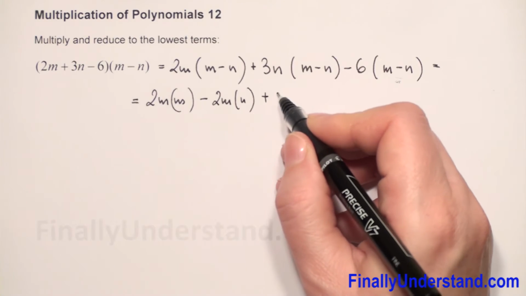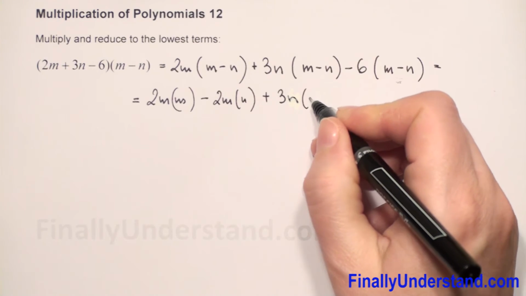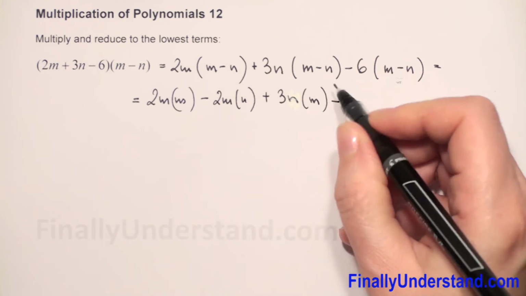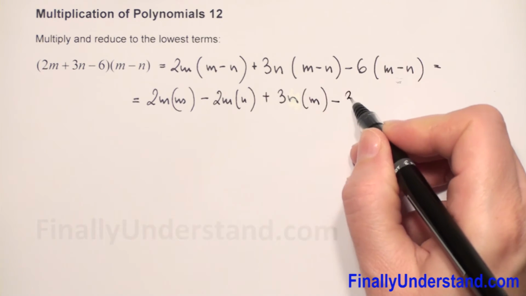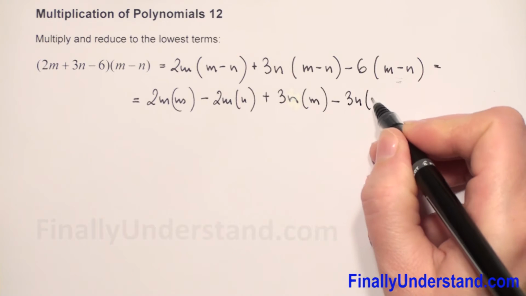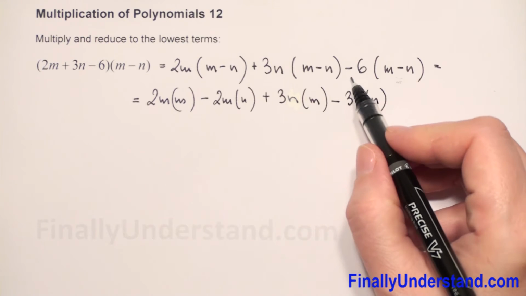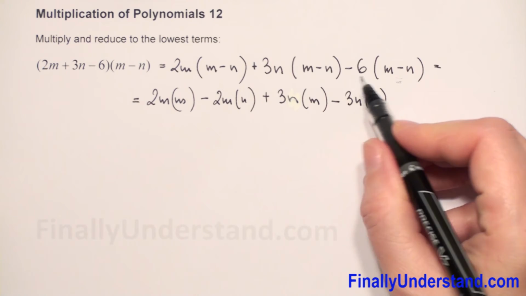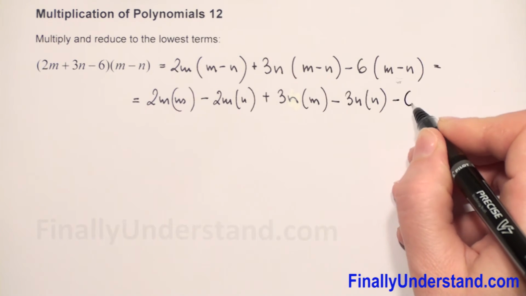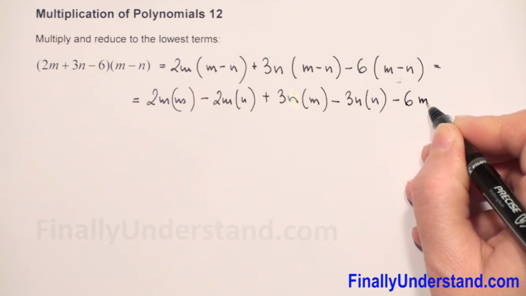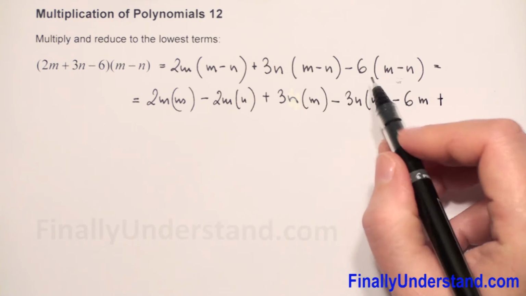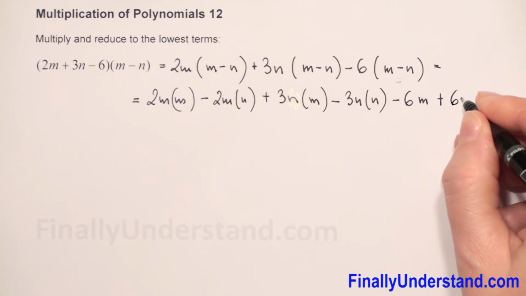Plus, and now we have to distribute 3n, so 3n times m, positive times negative, so it will be negative 3n times n. And now we have negative 6 times this whole expression in parentheses, so negative times positive gives me negative 6 times m, and negative times negative gives me positive 6 times n.